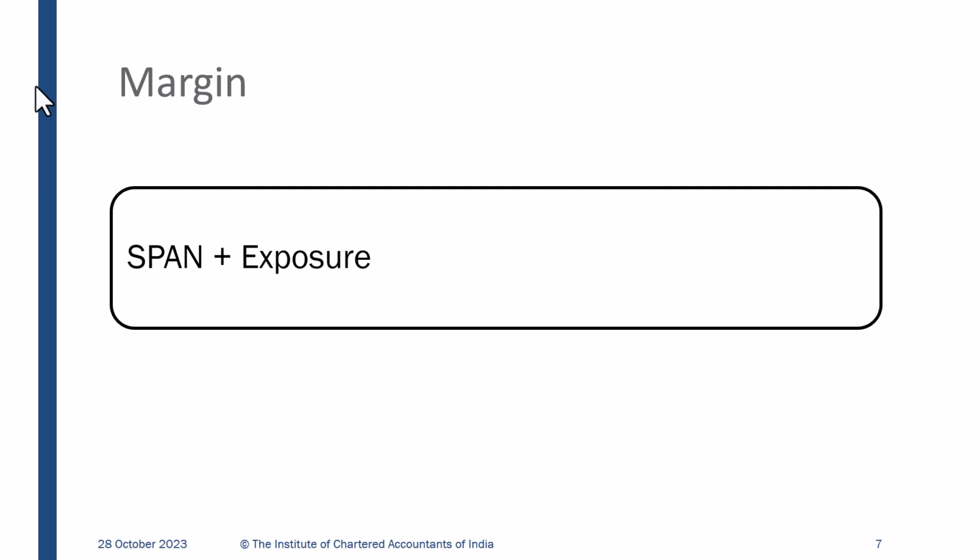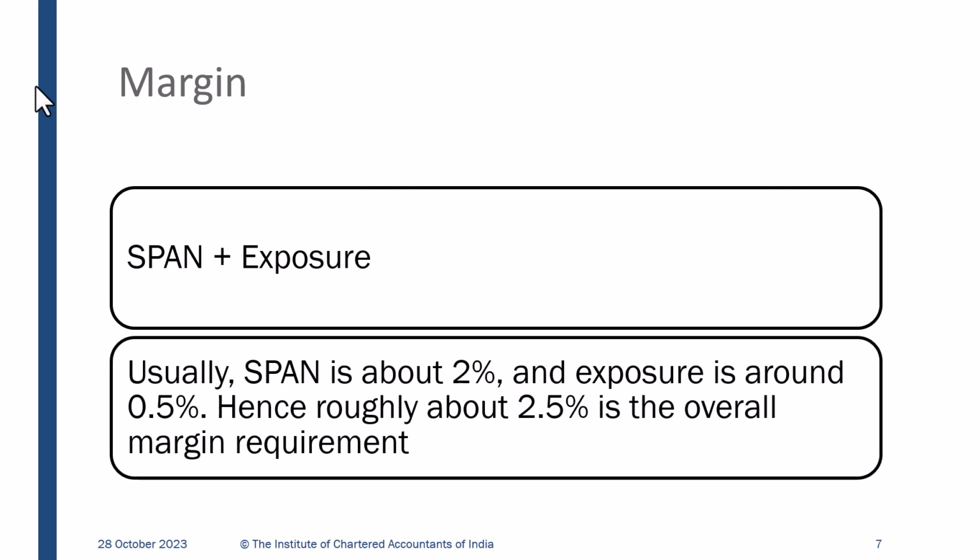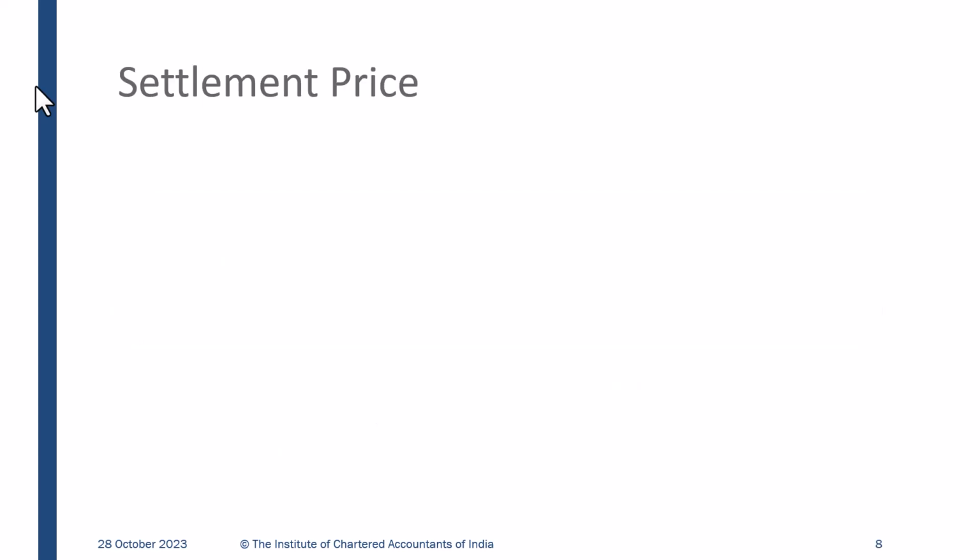So it doesn't mean that the transaction will just fall flat and somebody loses because the other person has become bankrupt and he may not get the money. That has been ruled out because of all this mark-to-market settlement and because of the span and exposure margins. Usually the span is about 2% in the case of USD versus INR, talking about the currency market here, and exposure is around 0.5%. So upfront 2.5% will be taken from you. These margins can change a little bit here and there, but this is what the stock exchange regulation was when the slide was made.